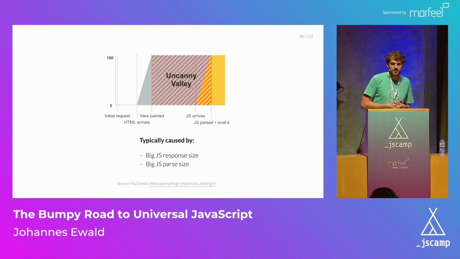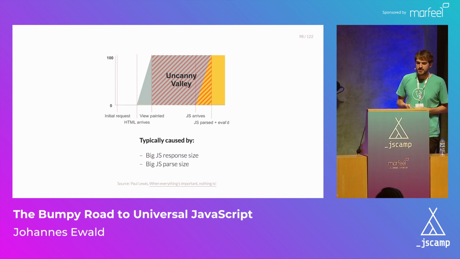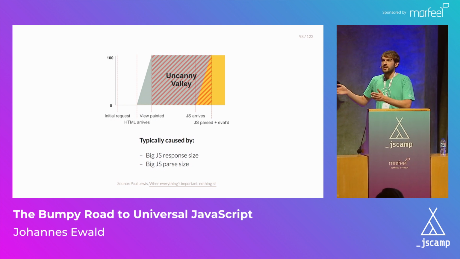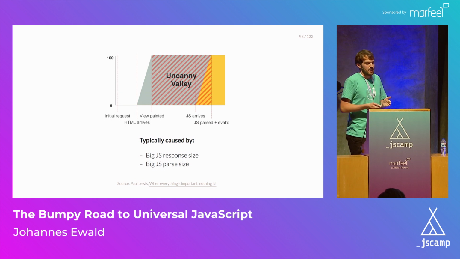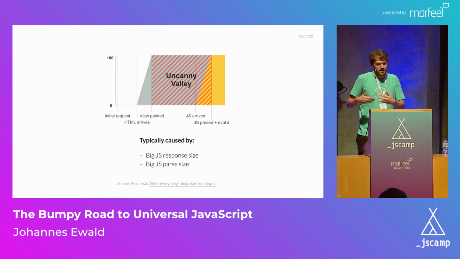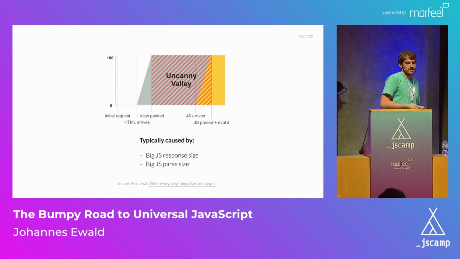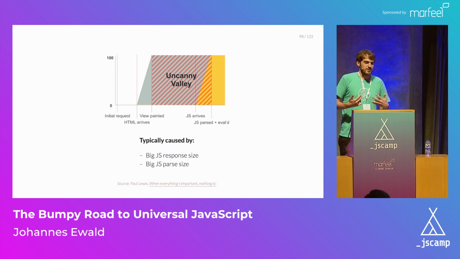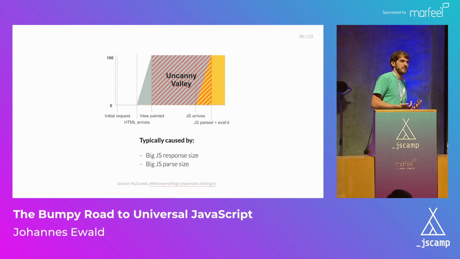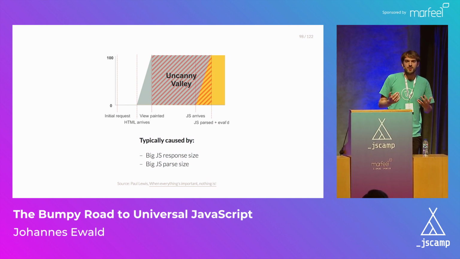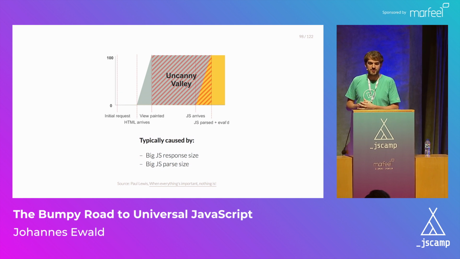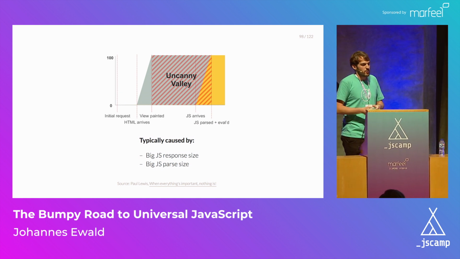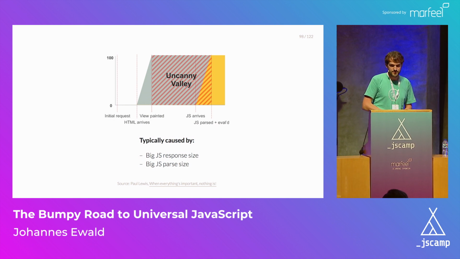And Paul Lewis created a good infographic which describes the problem. So when the HTML arrives and the view is painted, you don't have the JavaScript for the interaction yet. And when the JavaScript arrives and is parsed and evaled, then you have the interaction. But between that, that's the uncanny valley. And the bigger your JS response size is, and especially the parse size, like the browser needs to parse and evaluate the big chunk of JavaScript, the bigger the uncanny valley is.